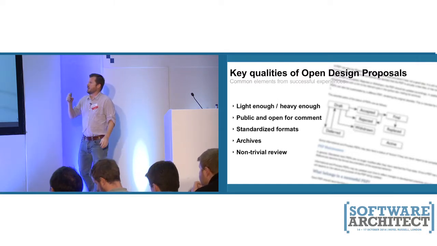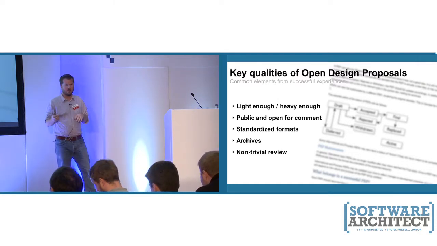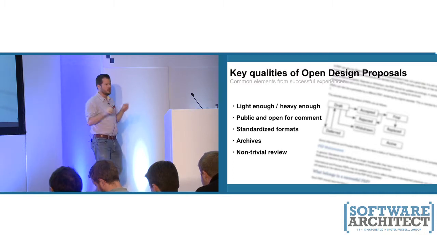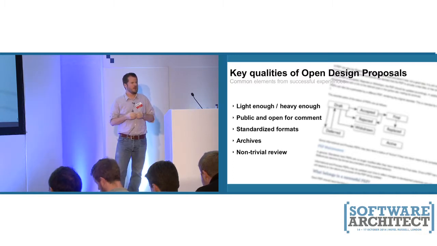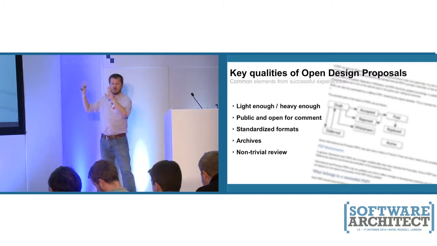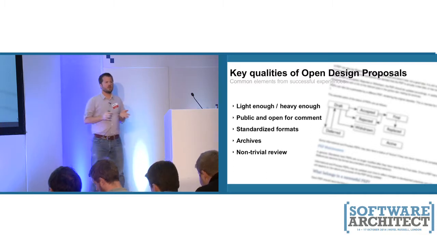One is that it's light enough or heavy enough. It's a bit of a process, it's some documentation, and it needs to be tailored. You need to use method tailoring, which I think is a term of art from Agile or Lean. But you take this method, such as it is, and you make it work for your organization, right?